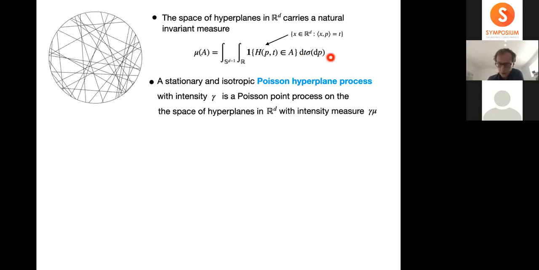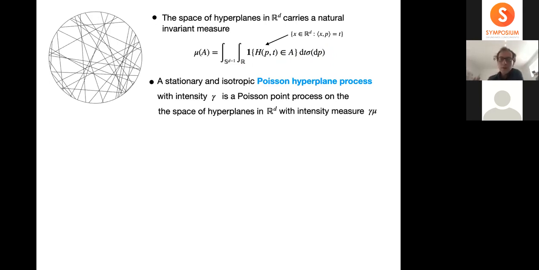And so this describes the direction of the hyperplane. So they are uniform. And then the distance is uniform in the sense that you have the Lebesgue measure here. This is the invariant measure of hyperplanes. Invariance means here it's invariant under translations and rotations, so the natural action of the group of rigid motions on the space of hyperplanes.